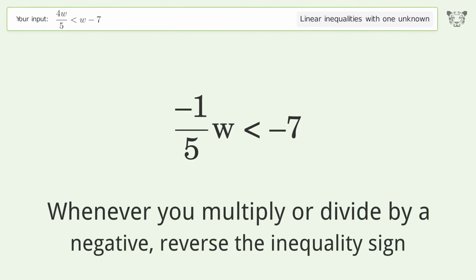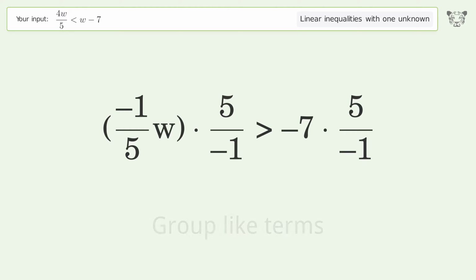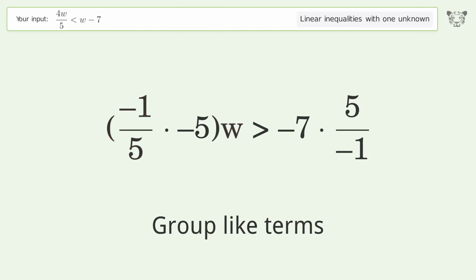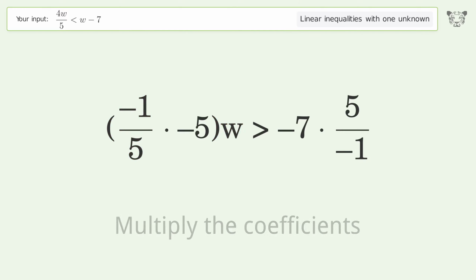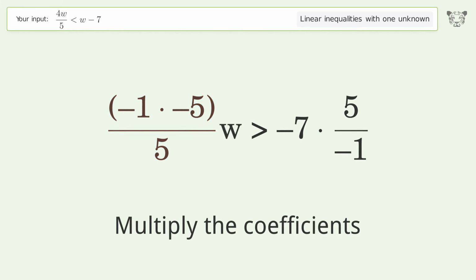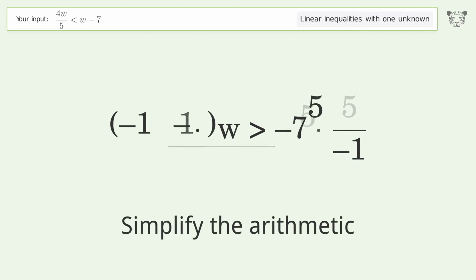Whenever you multiply or divide by a negative, reverse the inequality sign. Group like terms. Multiply the coefficients. Simplify the arithmetic.